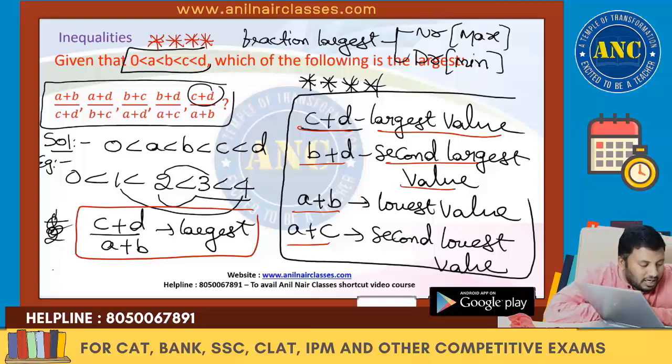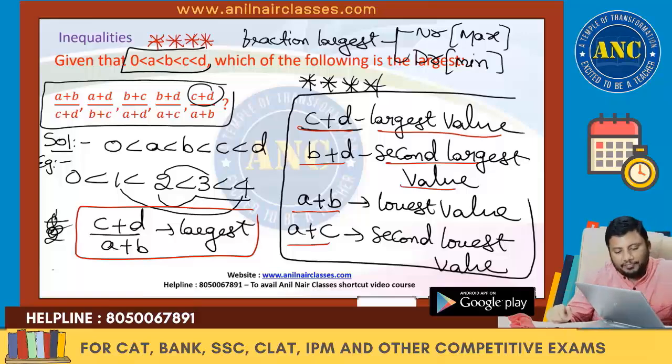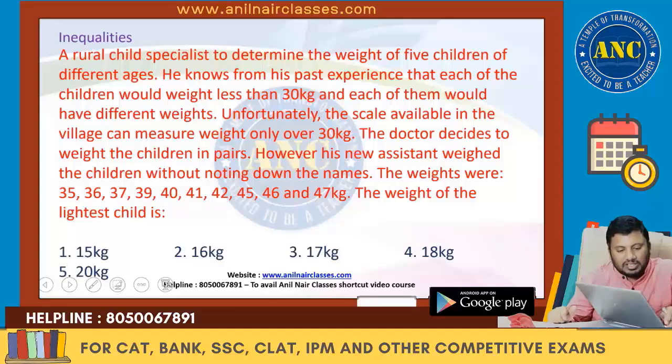Kindly reply in the live chat if everything is clear to you. Is it clear to you? Shall I go to the next question? I hope the idea is clear. C plus D is the largest and A plus B is the smallest.